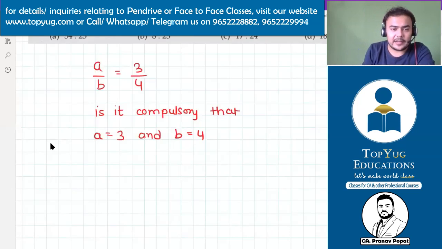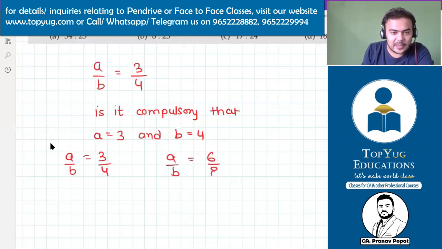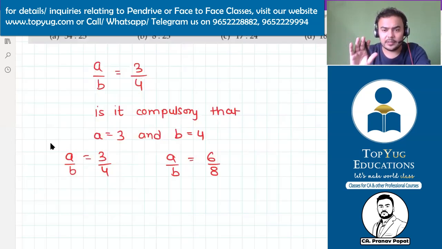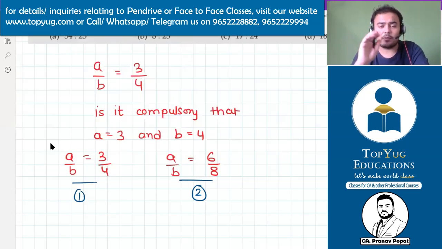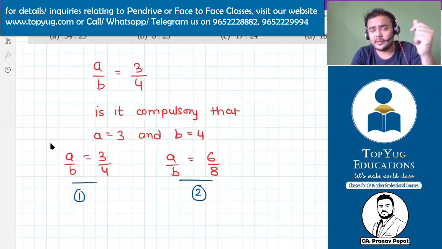Suppose I can write A by B as 3 by 4 also. I can write A by B as 6 by 8 also. Got it? Is this clear? I can write like this also, an alternative way. There is nothing mandatory that it is only equal to 3 and 4. You getting my point, guys? Even if you got the answer, please try to listen to me. I am going to disclose a different thing. It's not about the answer. It's about understanding something.